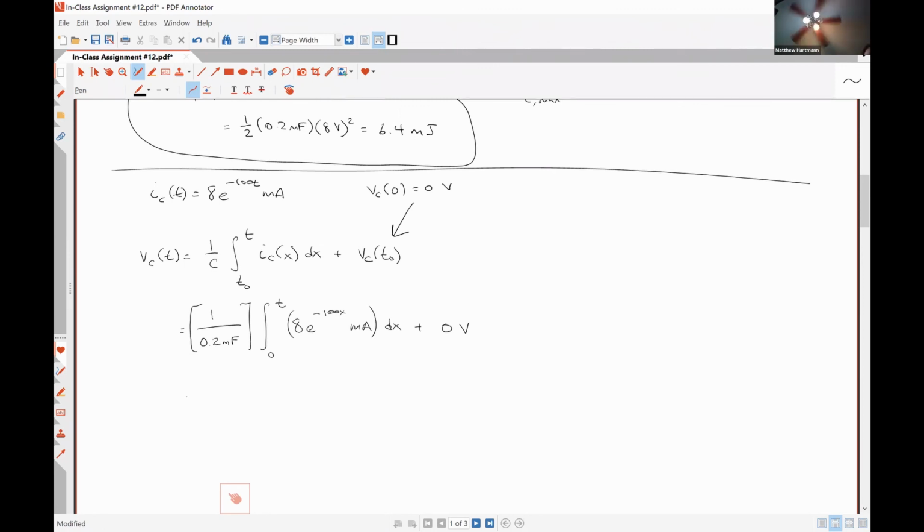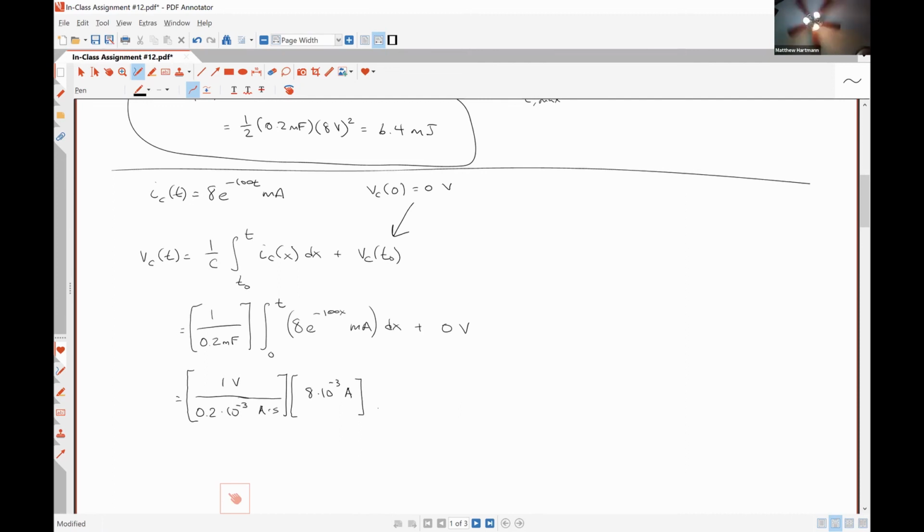So I'm going to play a little bit with the units here. So 0.2 millifarads, that's 0.2 times 10 to the minus 3. So that's getting rid of my milli. And a farad is going to be an amp second per volt. I'm going to factor out 8 milliamps. So that's 8 times 10 to the minus 3 amps.